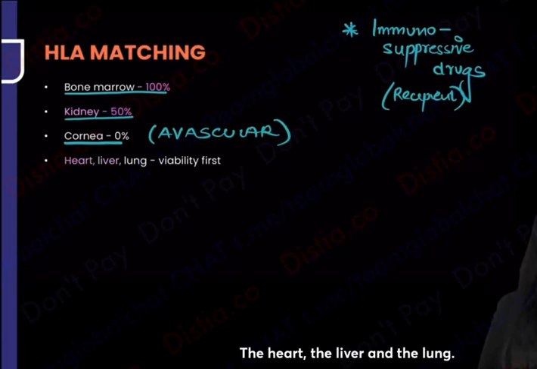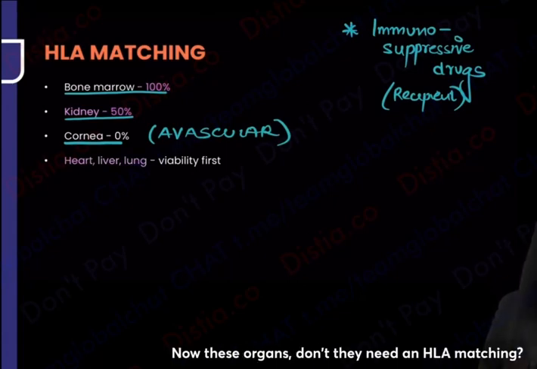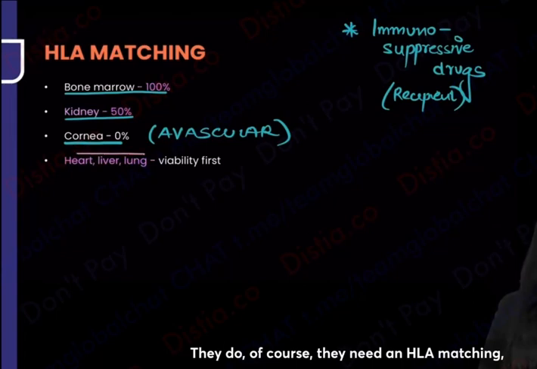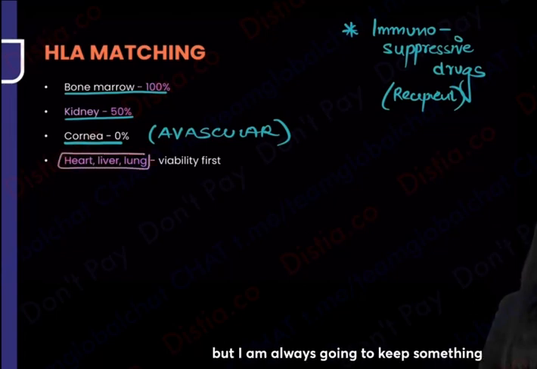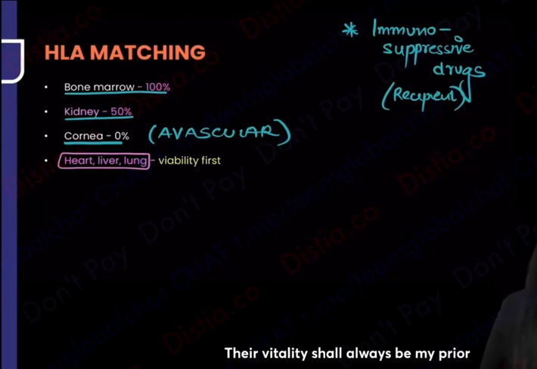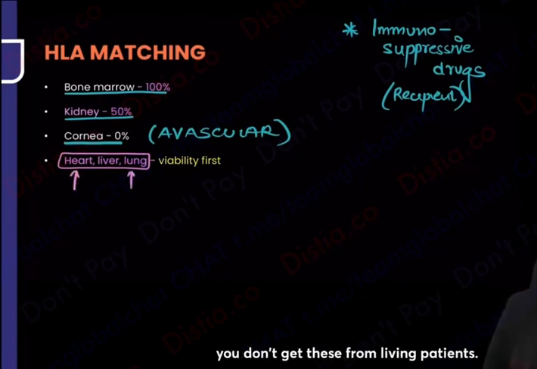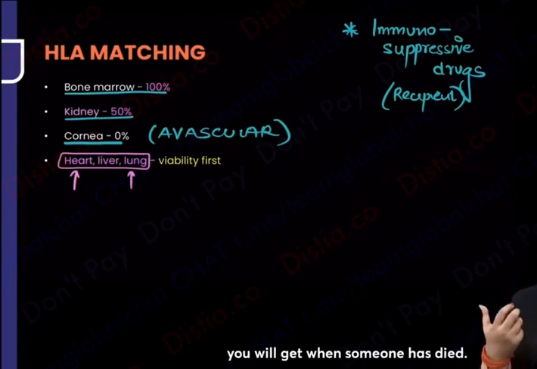What are the next? The heart, the liver and the lung. Now these organs, don't they need HLA matching? They do. Of course they need HLA matching, but I am always going to keep something above the matching for them. Means I'm always going to consider their vitality. Their vitality shall always be my first and foremost concern. Why? Because just imagine, especially for the heart and the lungs, you don't get these from living patients.